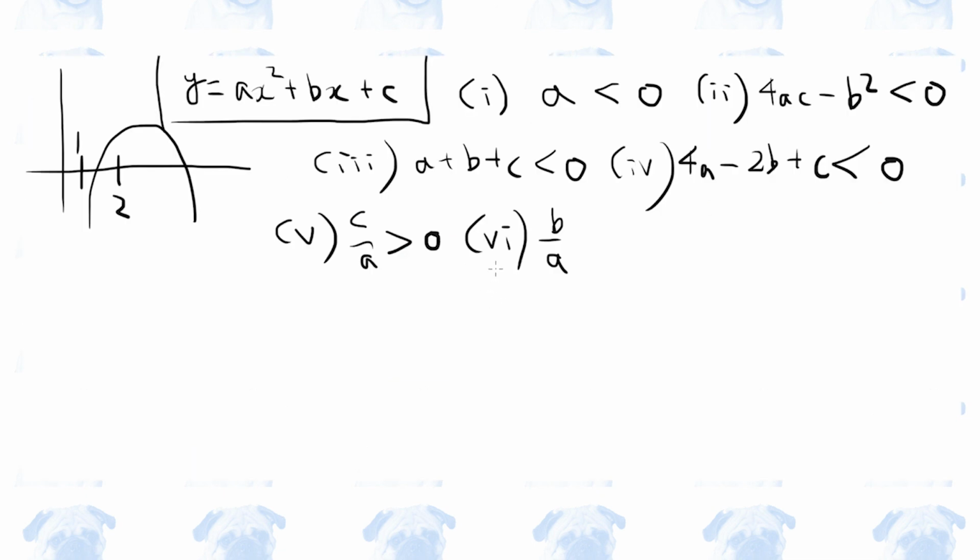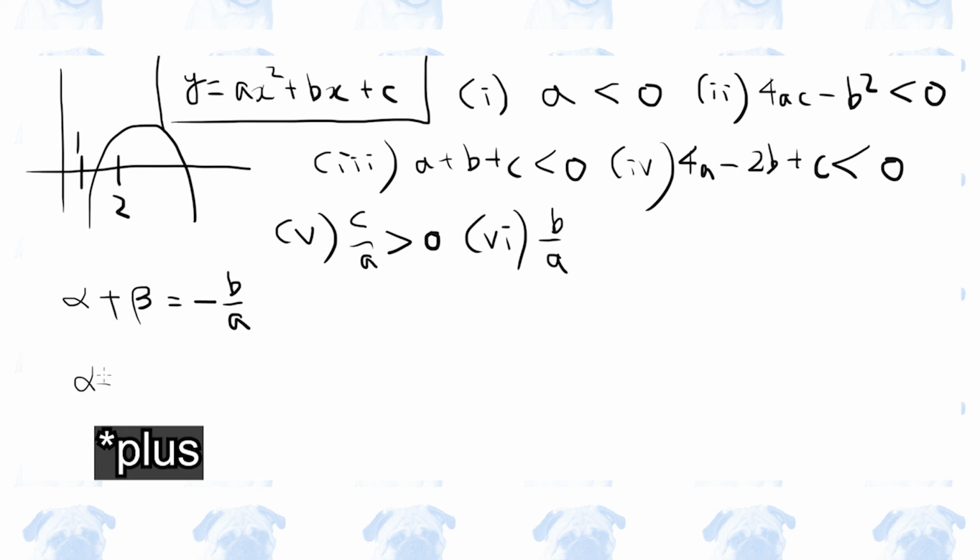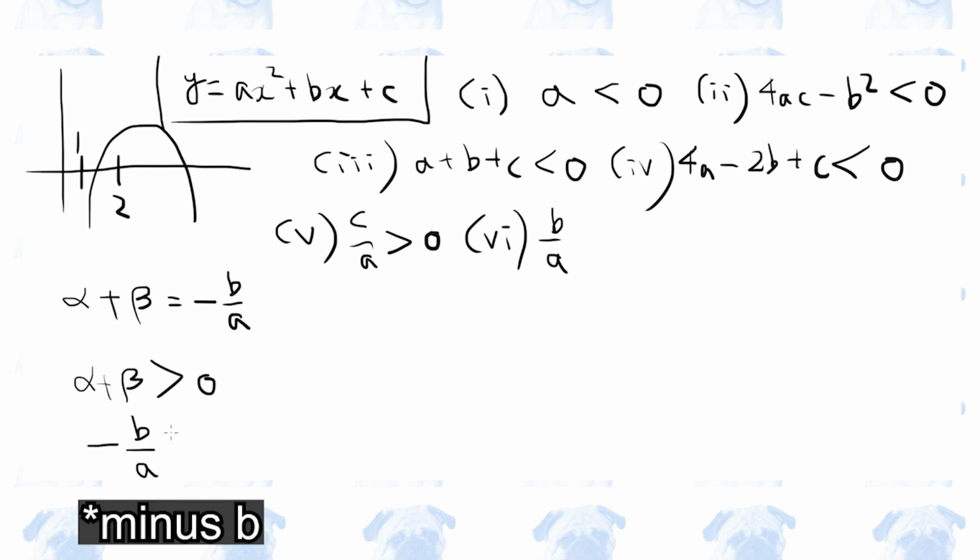Next we have b over a. Recall that the sum of the two roots is equal to minus b over a. Alpha plus beta is definitely positive. Minus b over a must be positive. That means b over a is negative.